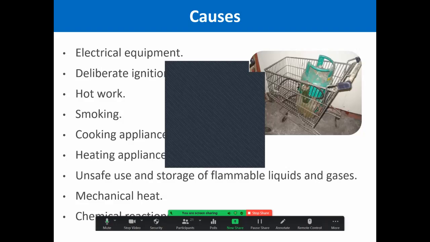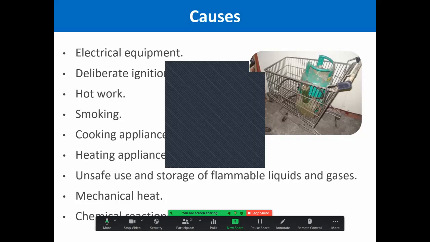Hot works. What does hot work include? It includes welding, cutting, grinding, burning, soldering. All of these activities are hot works. Then there is smoking. Obviously, that's another common cause of fire. People throw cigarette butts around and they can cause fire.